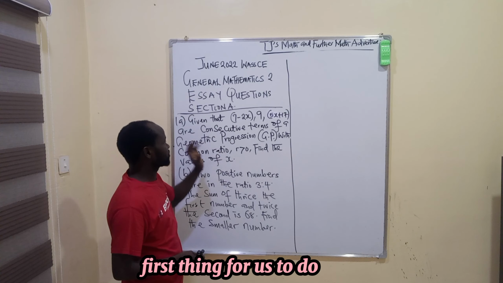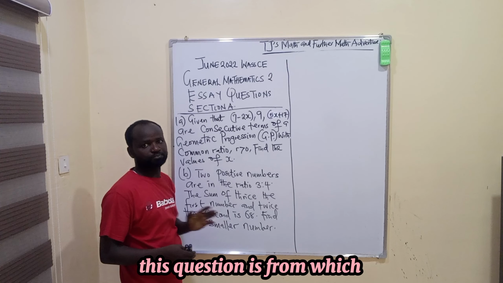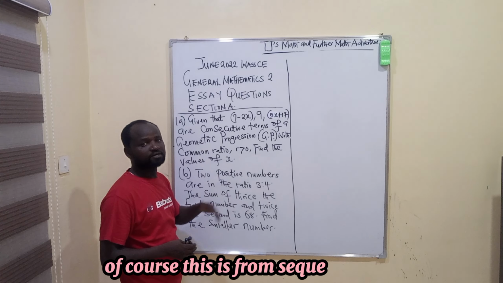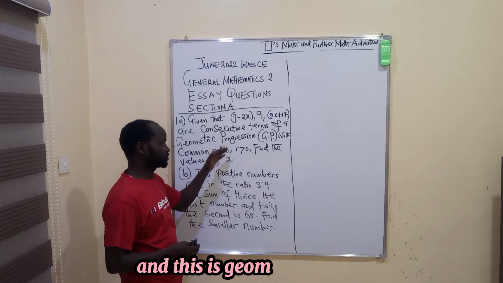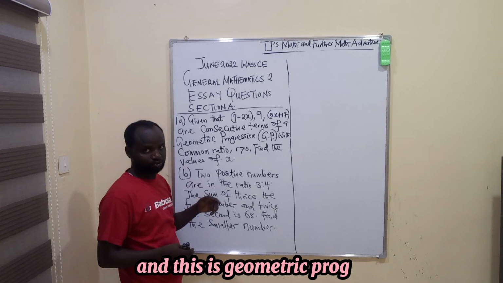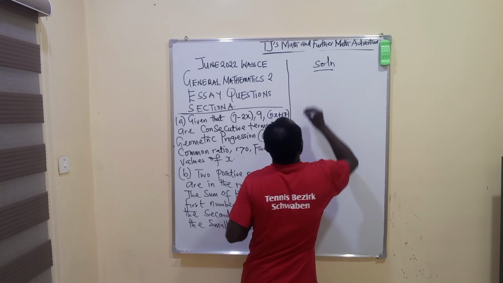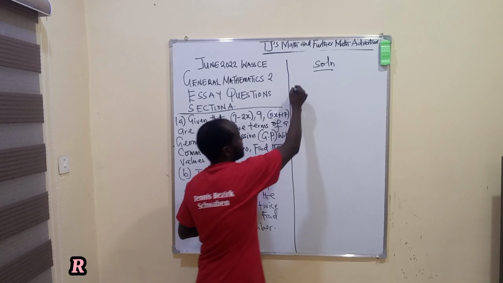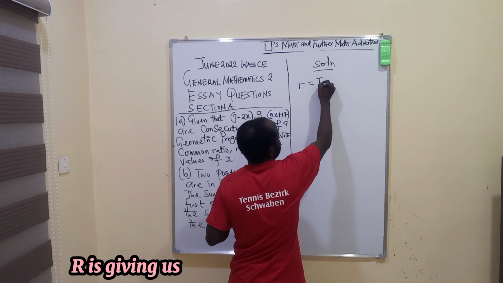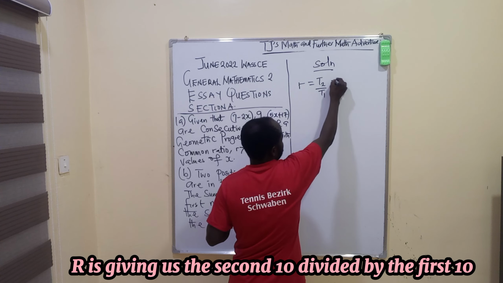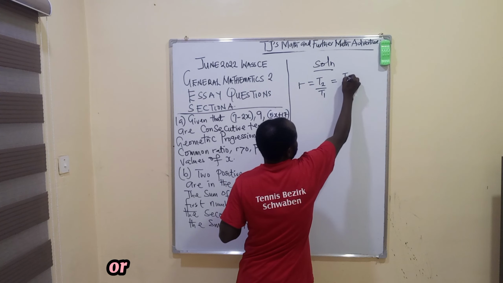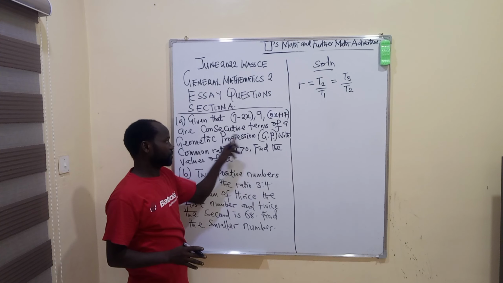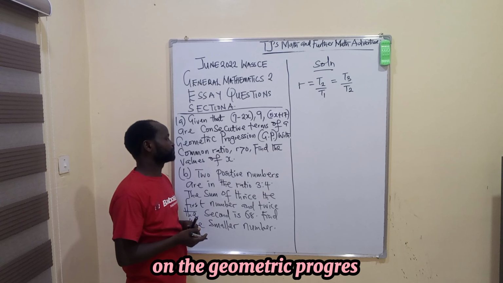The first thing for us to do is to identify which topic this question is from. Of course, this is from sequence and series, and this is geometric progression, one of the types of sequence. So let's look at how we can solve this. Let's write down the solution. Recall, common ratio r is given as the second term divided by the first term, or the third term divided by the second term. So this is the formula to find the common ratio under geometric progression.